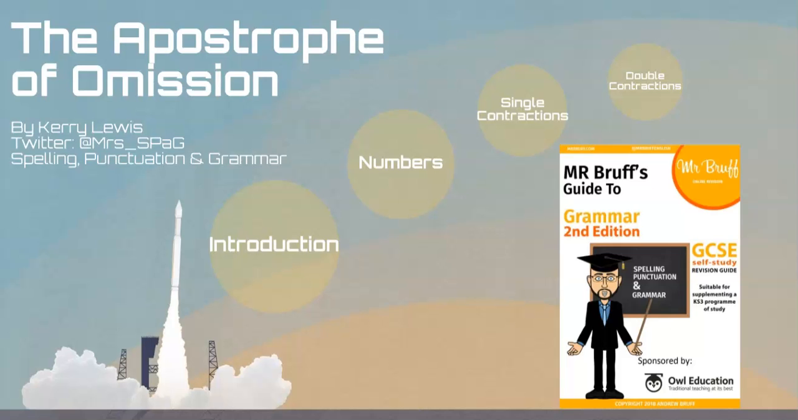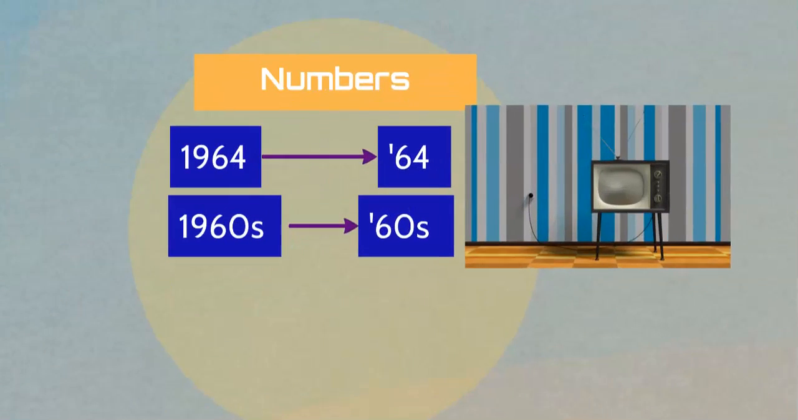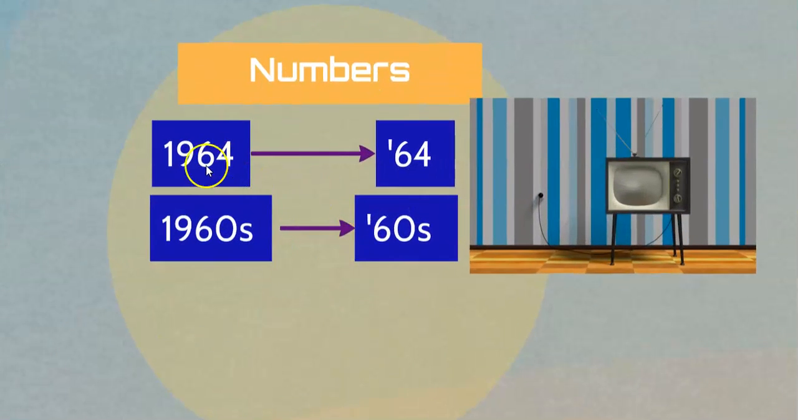First, let's look at the apostrophe with numbers. 1964 shortens to '64 and the apostrophe shows that the 1 and 9 have been dropped. Likewise, 1960s shortens to '60s and the apostrophe shows that the 1 and 9 have been dropped again.